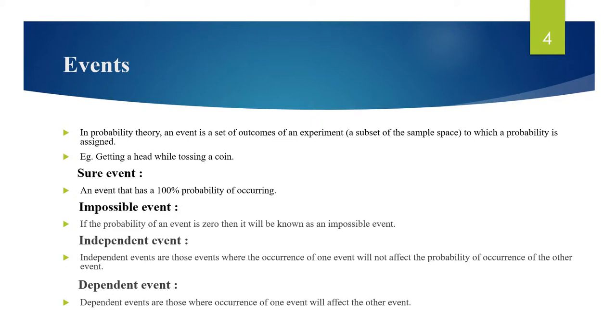Next is the independent event. Independent events are those events where the occurrence of one event will not affect the probability of occurrence of the other event. For example, if we toss a coin twice, then the outcomes are independent of each other. Next is the dependent event. Dependent events are those where the occurrence of one event will affect the other event. For example, if there are 3 red and 2 green balls in a bag, and one green ball has been taken out, then the probability of getting a green ball in the next attempt will be affected.